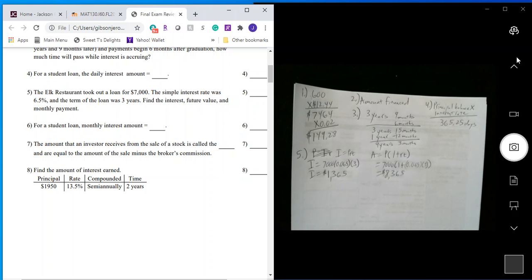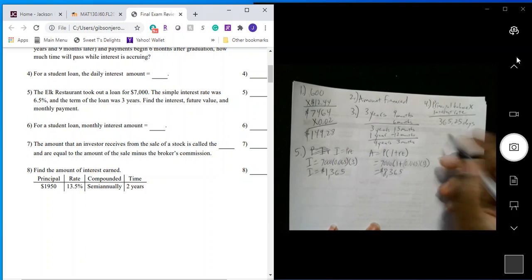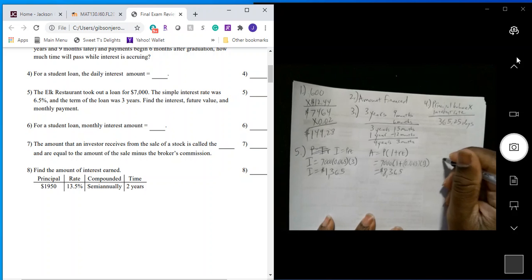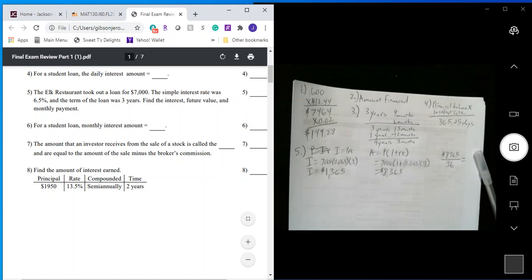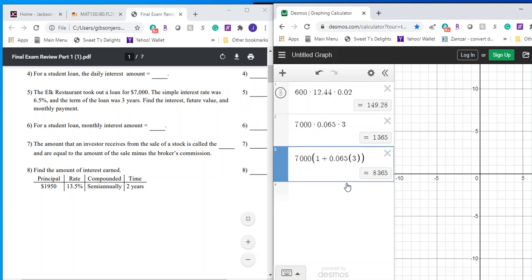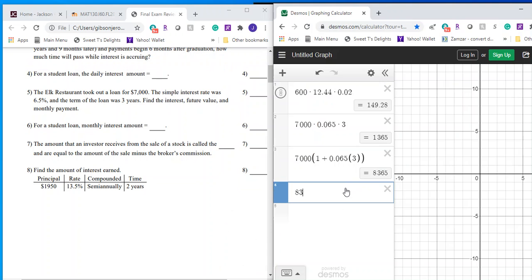Now, they ask us for the next thing here. They want us to give the monthly payment. Now remember, it's 3 years that this person is paying. So we know 3 years is the same as 36 months. So we would take the 8,365 divided by 36. And of course, we'll round that to 2 decimal places. So it'll be $232.36 per month.